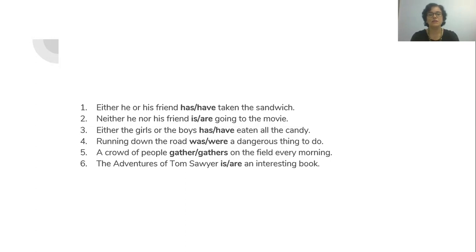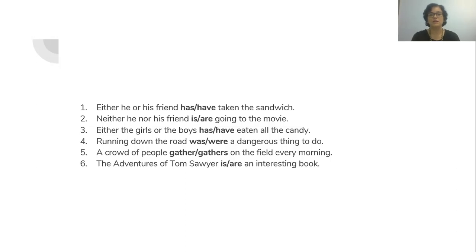The third one, either the girls or the boys has eaten all the candy or have eaten all the candy. Again, there's either or, but this time, if you can see, the subject is not singular, they're both plural. So the answer should be either the girls or the boys have eaten all the candy, right? The fourth one, running down the road was a dangerous thing to do or were a dangerous thing to do? Running down the road was a dangerous thing to do.